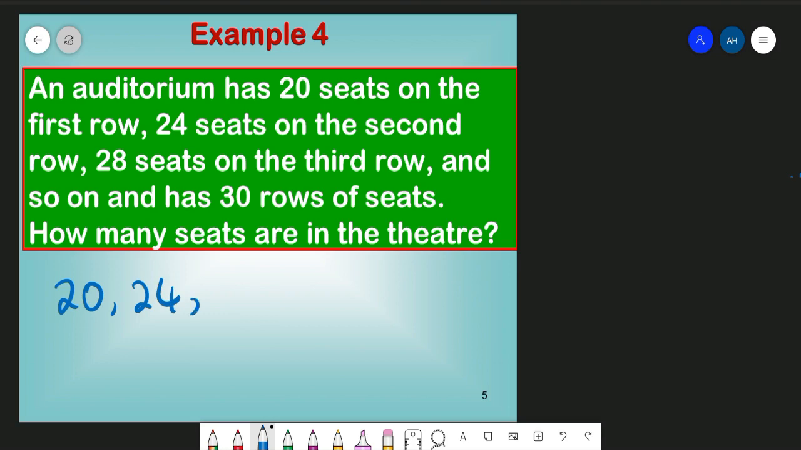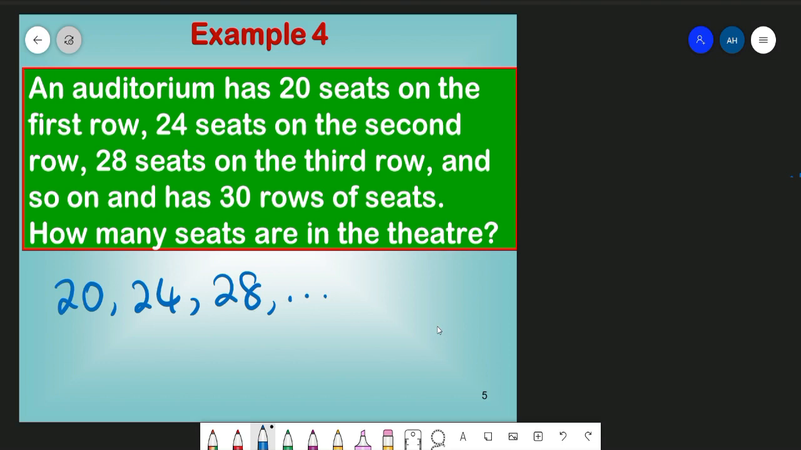On the third row we have 28 seats, and the sequence continues. All together they have 30 rows. Row number 1 has 20, row number 2 has 24, row number 3 has 28 seats, and so on, and all together they have 30 rows.